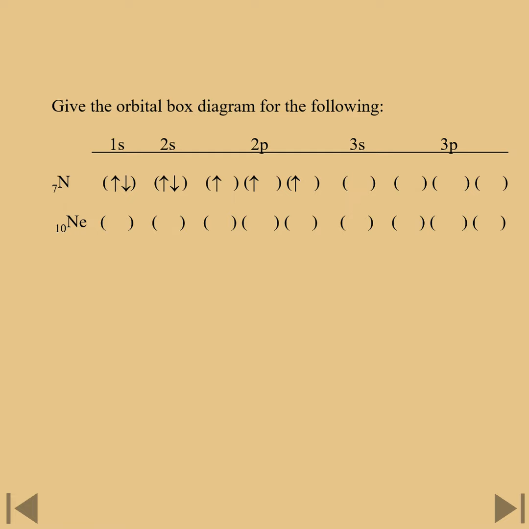Okay, next is neon with 10 electrons, so it's going to fill up the 1s, 1 up, 1 down, and the 2s, 1 up and 1 down, and it's actually going to fill up the 2p as well. So all 3 orbitals get 1 up and 1 down. And here we can visually see those 10 electrons.